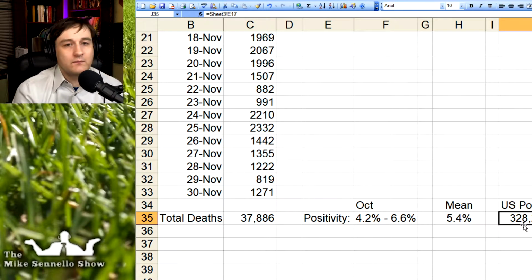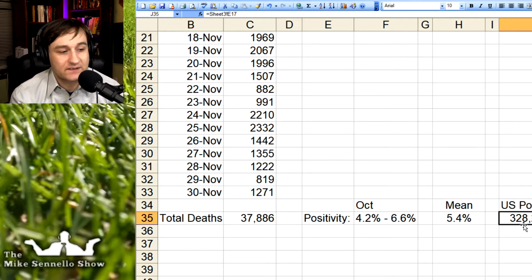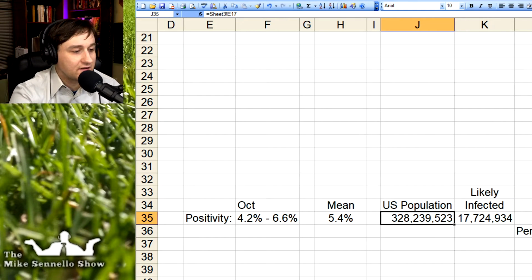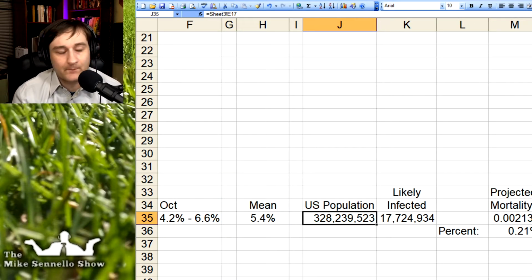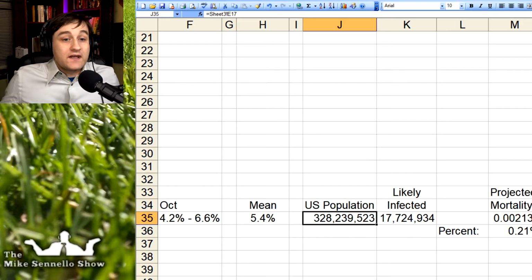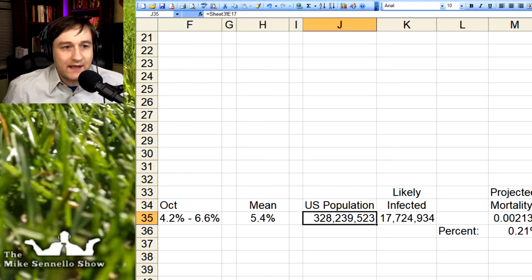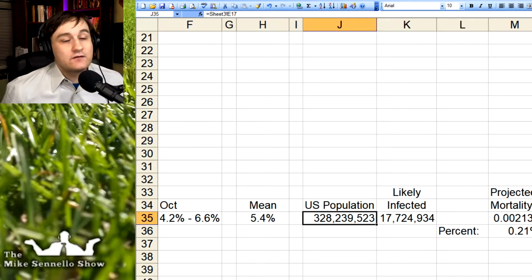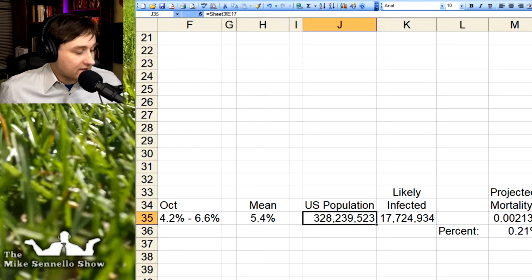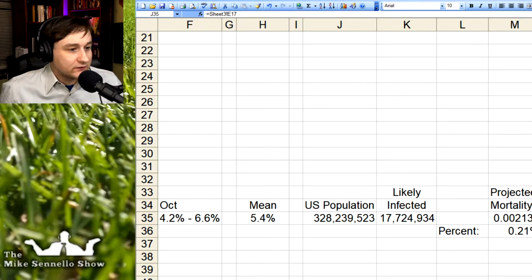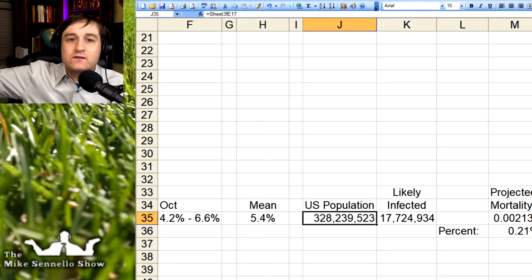We can also determine, according to the CDC, who uses the Census Bureau's data, that our population here in the United States is 328 million or so. So if we say that that data point of 5.4% positivity rate is useful, then what we can do is use it and extrapolate that to the population of the United States, because the number of tests that were performed in that period wasn't even 1 million tests, which means that we can't use the number of positive tests as our data point here. What we need to do is extrapolate that to the population.